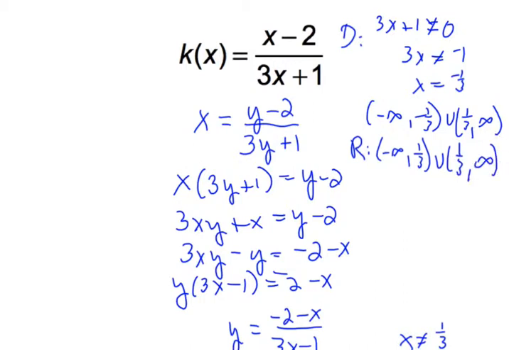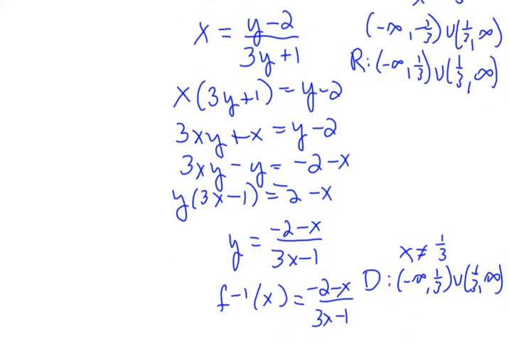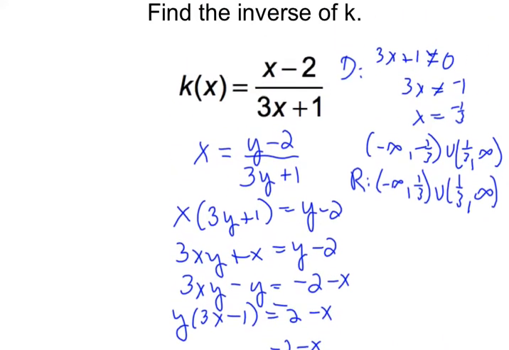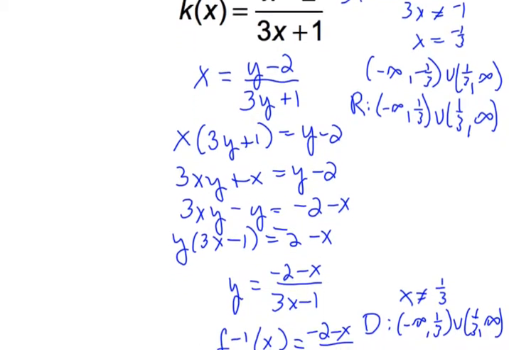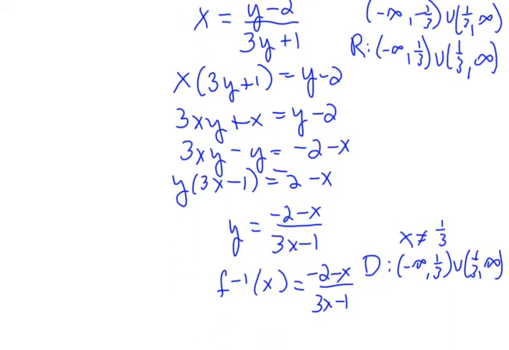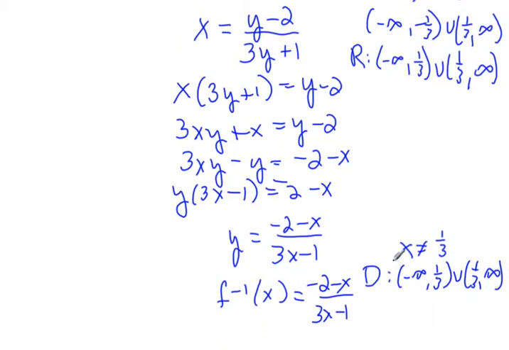Now the domain of my original function is going to match the range of my inverse. So in the range of my inverse, I have to exclude negative 1/3. And there you have it.